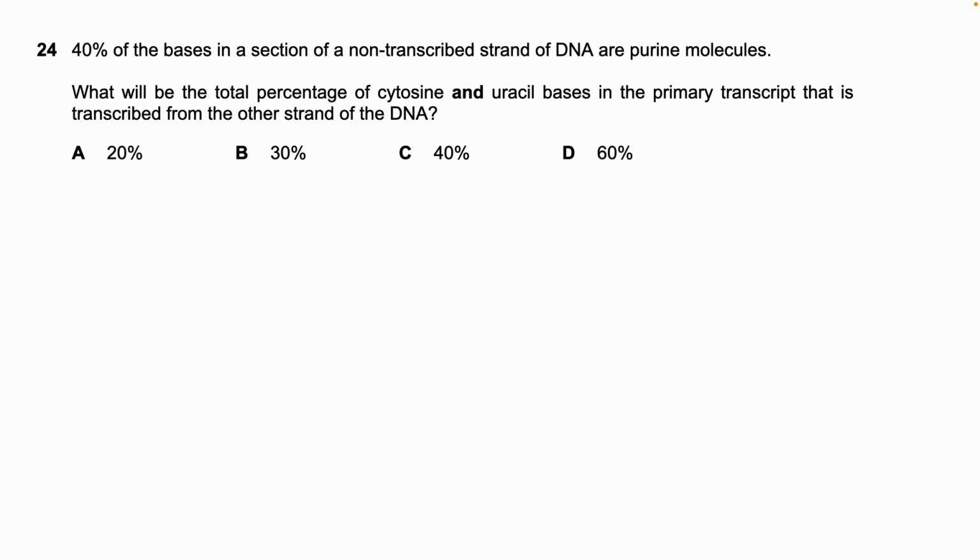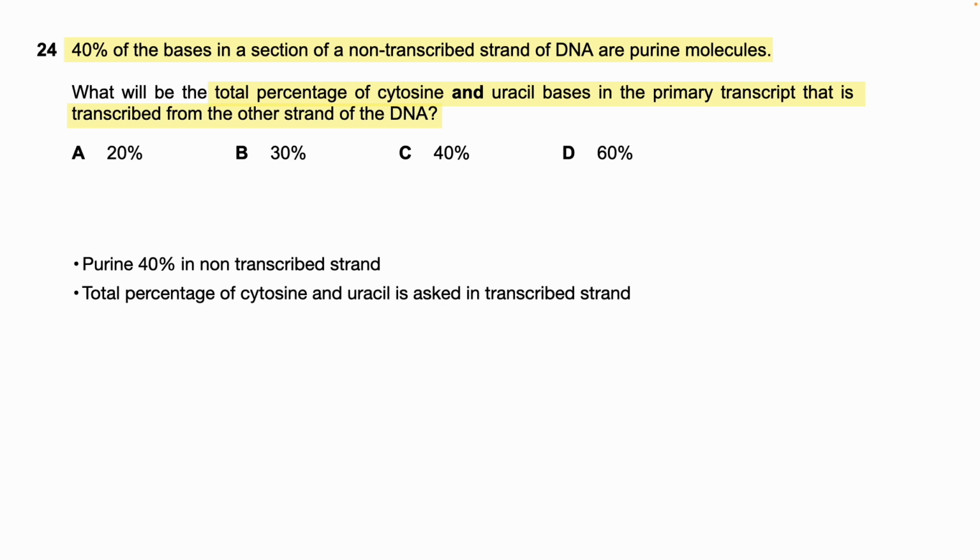Question 24. 40% of the bases in a section of the non-transcribed strand of DNA are purine molecules. What will be the total percentage of cytosine and uracil bases in the primary transcript that is transcribed from the other strand of DNA? Here, purines are 40% in the non-transcribed strand, and they are asking the total percentage of cytosine and uracil bases.